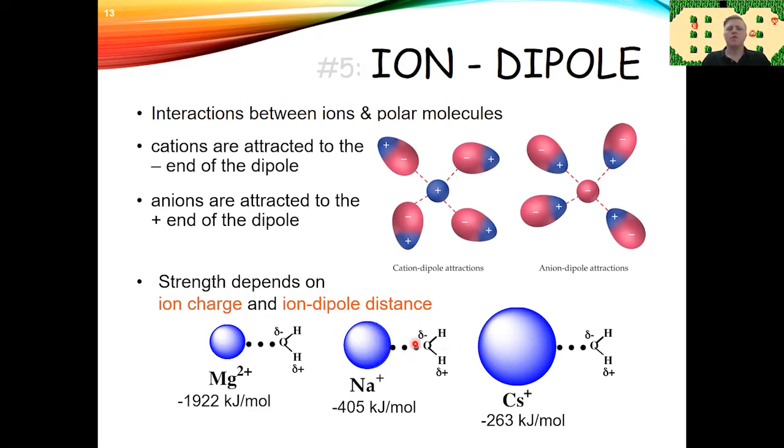Compare that, though, to sodium interacting with water and cesium interacting with water. You'll notice that cesium is almost half of the strength of the sodium-water interaction, just because cesium is so much bigger. So bigger ions have lower ion dipole interaction strengths. Smaller ions have stronger interactions, and the more charge you have on an ion, the stronger these ion dipole interactions are going to be as well. And of course, the strength also depends on what your solvent is, what your dipole species is, right? So if I had methanol, you'd have a different strength here than with water, etc.